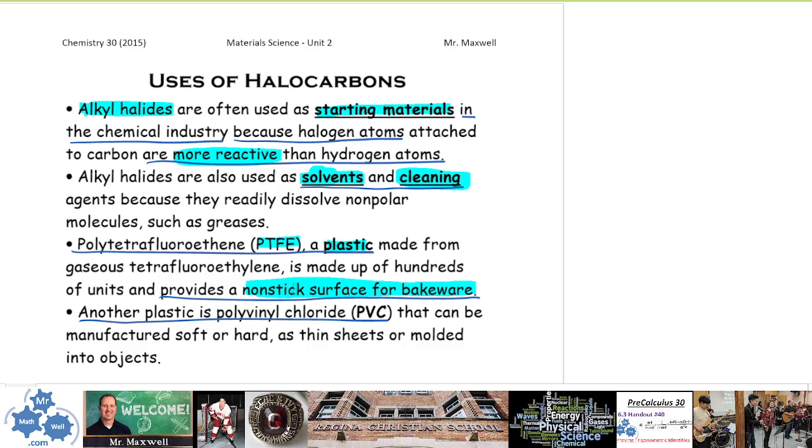You've definitely heard of that one. PVC, like PVC pipes for plumbing and stuff like that. That can be manufactured soft or hard, as thin sheets or molded into objects. And like I say, the PVC pipes are very common in plumbing. They don't use the metal pipes anymore, so they don't corrode. These are easy to make, and they last a long time and are very resistant to corrosion. Okay, so there are some uses for halocarbons: reactivity, starting materials, solvents, non-stick bakeware, and PVC piping.